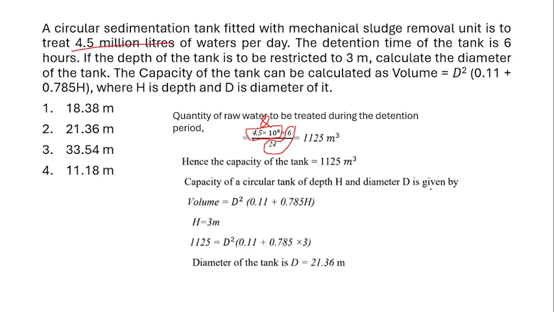The capacity of the tank is related with diameter, and it is given by the relation V is equal to D square into 0.11 plus 0.785 H. H is 3 meter, substituted, and we arrive at the D value as 21.36 meter. The only thing is we have to first find the volume, then substitute all the known values to find the unknown diameter of the tank. Answer is 21.36.